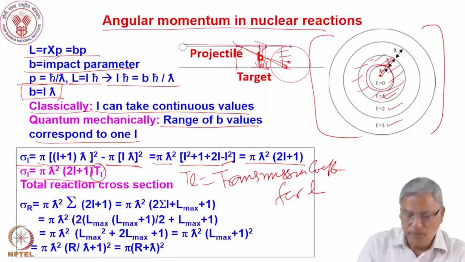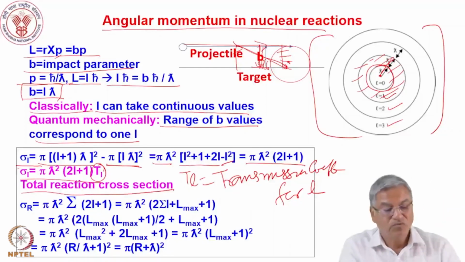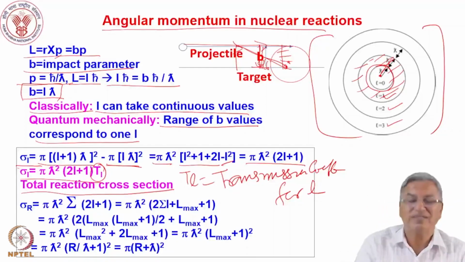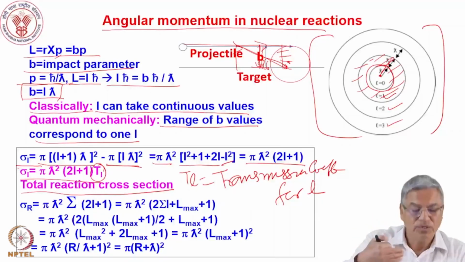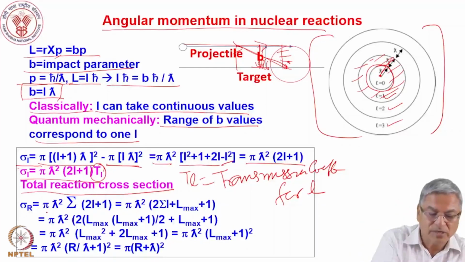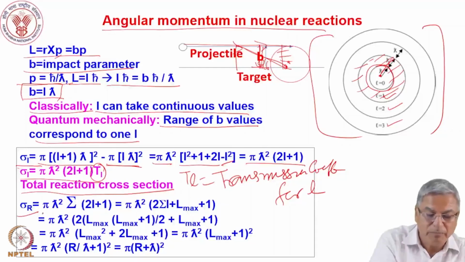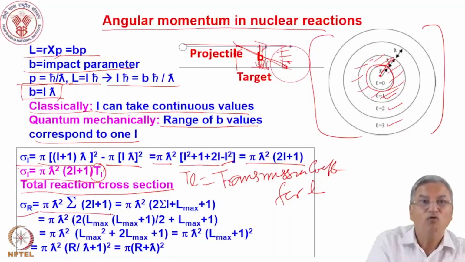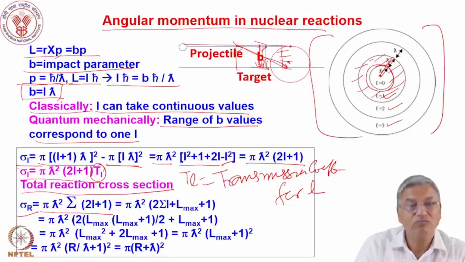So now this is the actual definition of the cross section: σ_L equal to π λ-bar square (2L+1) T_L. Let us now see the total reaction cross section, which will be the sum of the angular momentum dependent cross sections for all L values up to L max. So L max will be R by λ-bar. So the reaction cross section σ_R will be π λ-bar square times the sum over all the (2L+1) values.